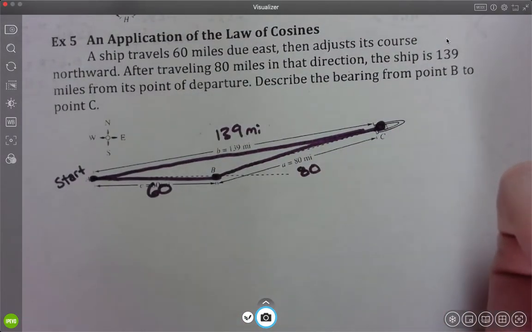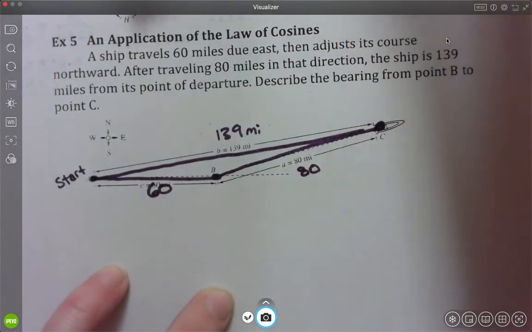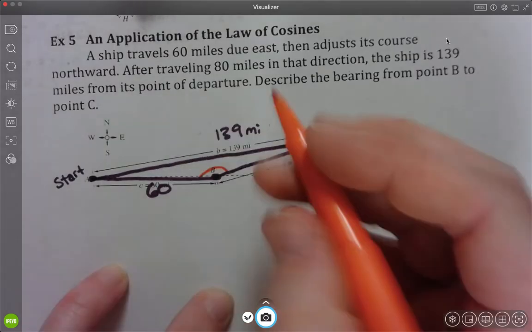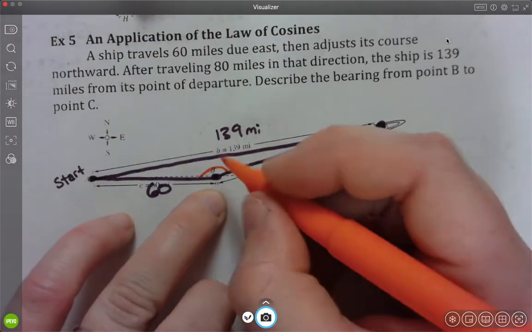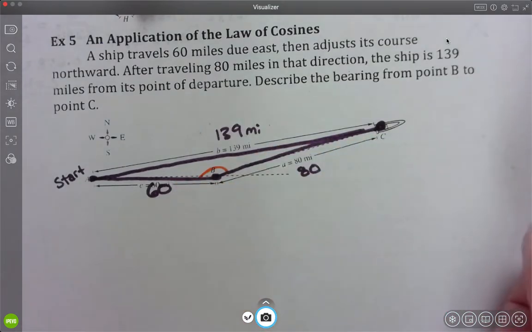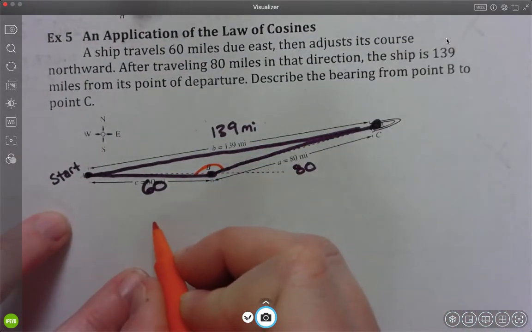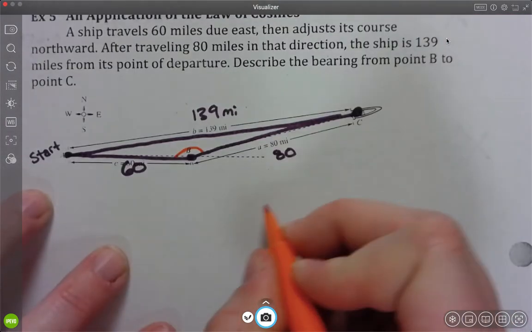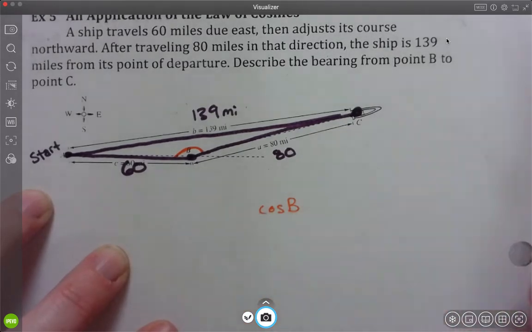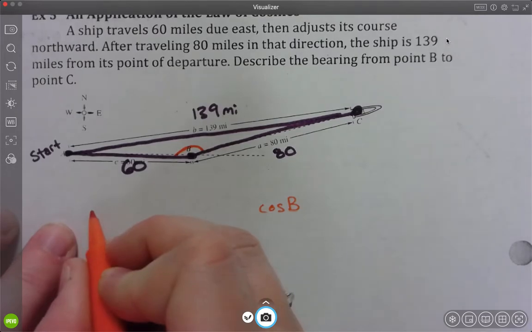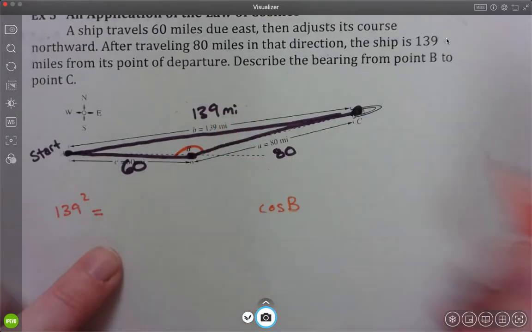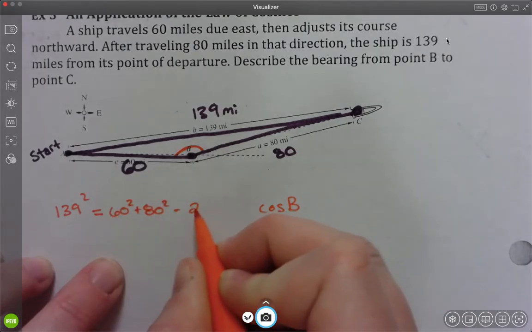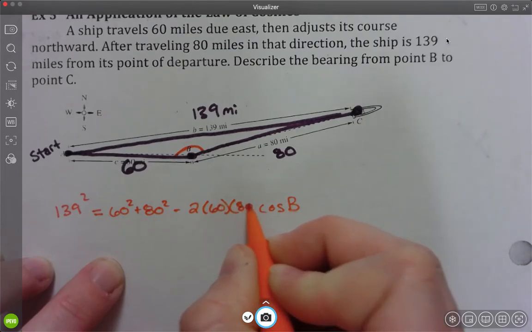Describe the bearing from point B to point C. So let's find this angle right here. We have three sides and one angle, so we're going to end up solving for that angle B. I'm going to use the same formula as I had up here. Cosine of the angle I'm looking for, cosine of B, has to be side B over here, so I'm going to put 139 squared here, and then it doesn't matter which one goes first. I could do 60 first, or 80 first. Minus 2, 60, 80, and then cosine of B.